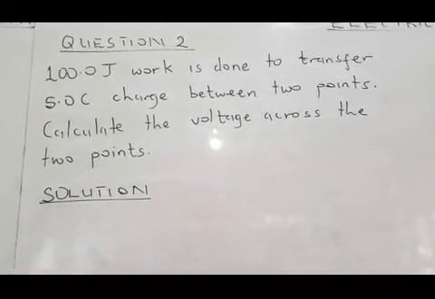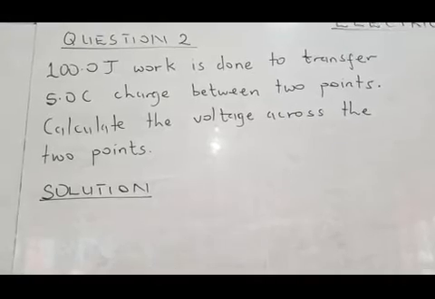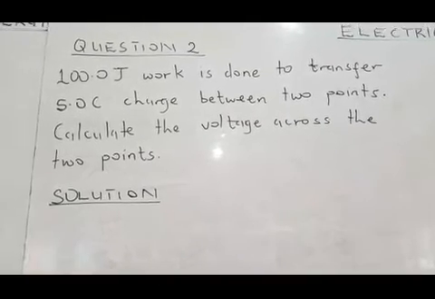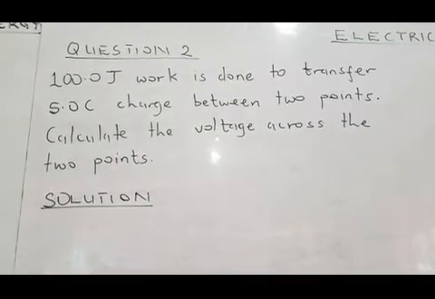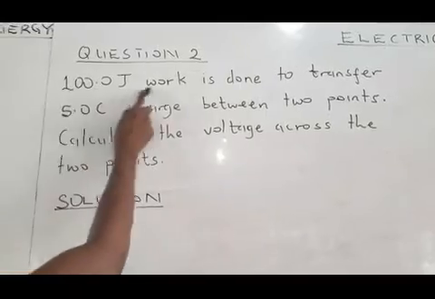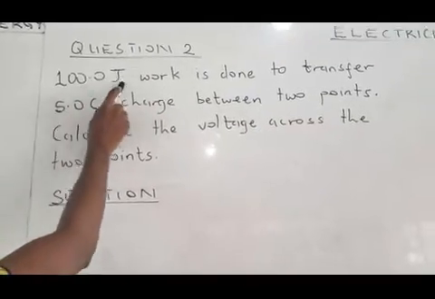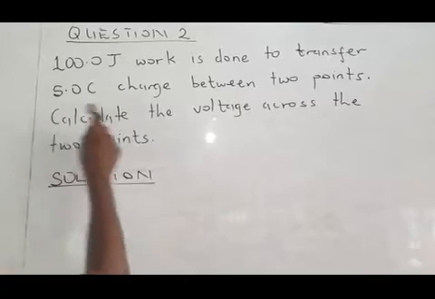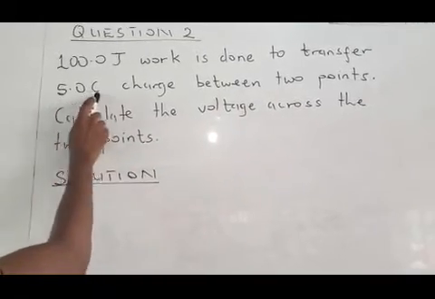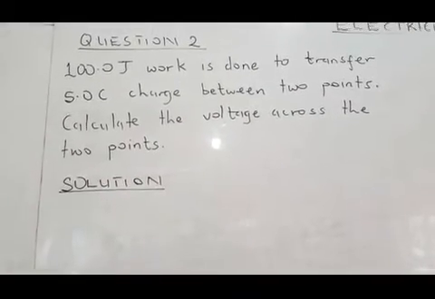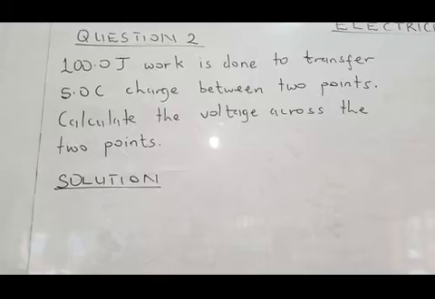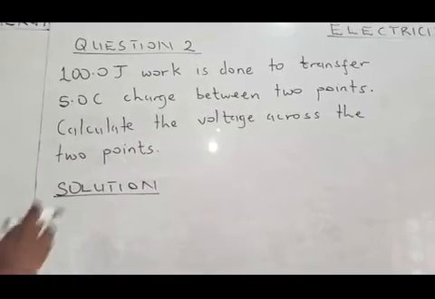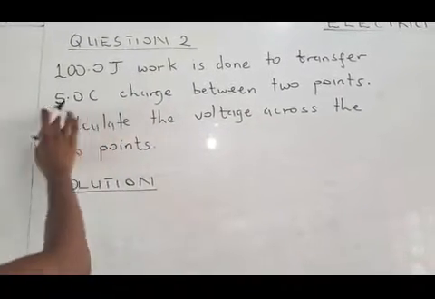As part of the solution, you're supposed to come out with the data or the information from the question. So from the question, we have the work that is done. Since 100.0 joules work is done. And then we also have the charge. It's going to transfer 5.0 coulomb charge between two points. So those are the two informations given from the question.